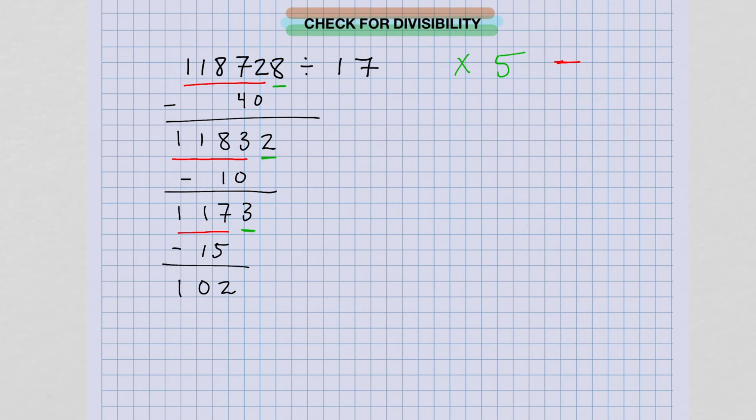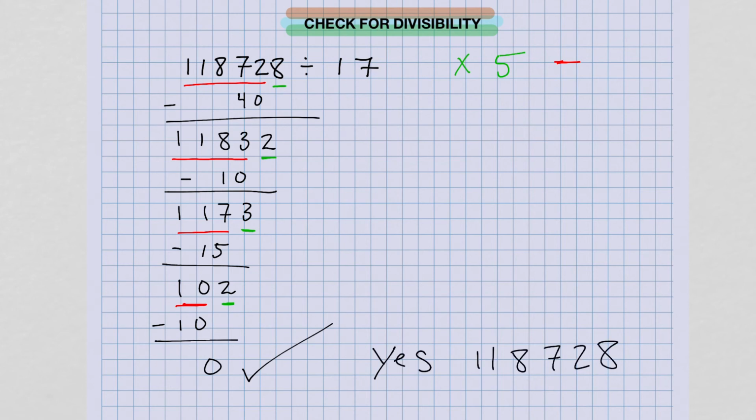Okay, almost done. Let's take this last digit, multiply it by 5, and subtract from the remaining digits. So 2 times 5 gives us 10. 10 minus 10 gives us 0. Once again, we get a 0 here, so we're going to go ahead and say yes, this number is divisible by 17.